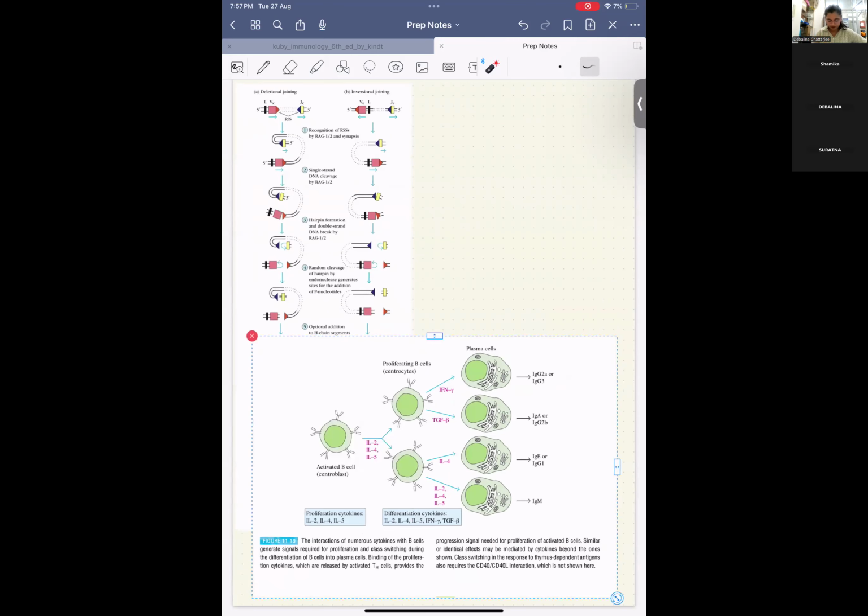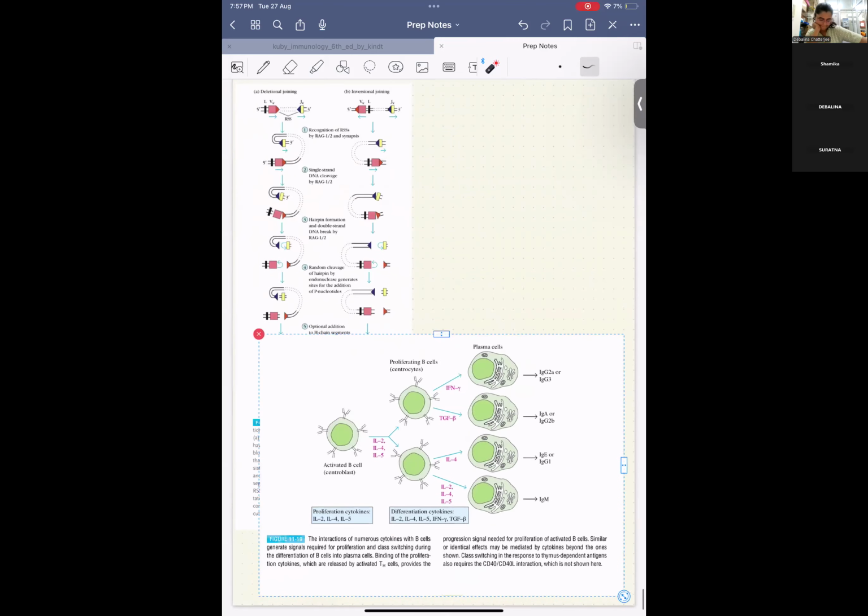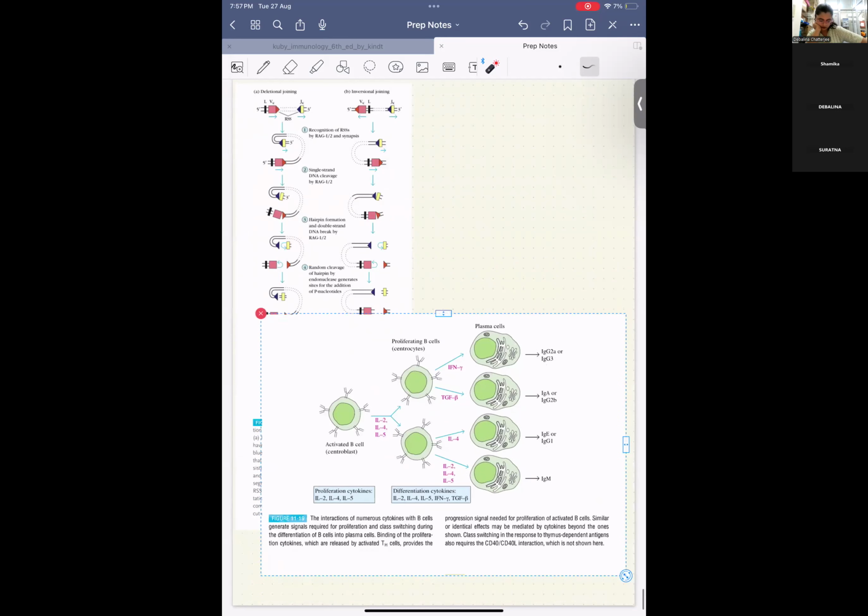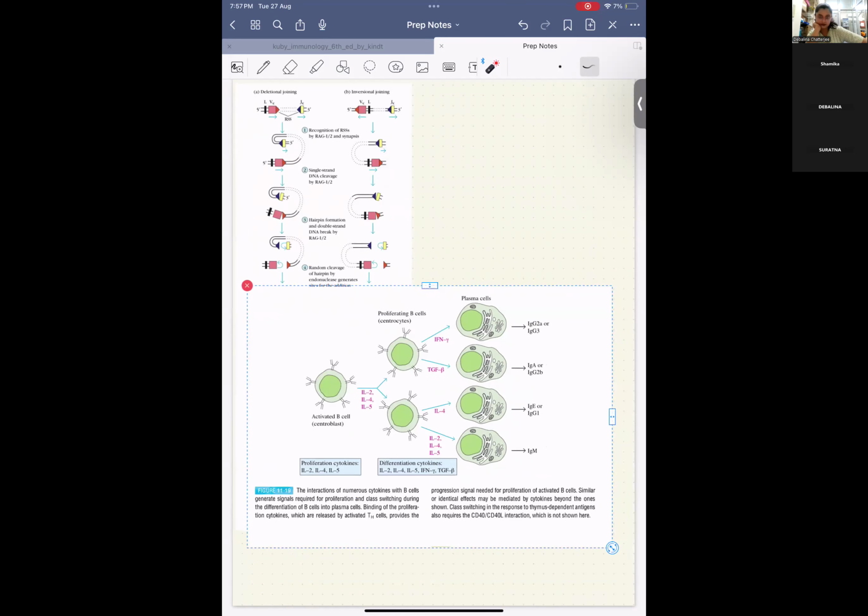Ma'am, in the class switching case, the variable region portion remains the same in all those again and again forming B cells, right? Yes. The variable region remains the same. The combination of VDJ is the same in class switching. It's only your C region that is getting a chance to differentially recombine.